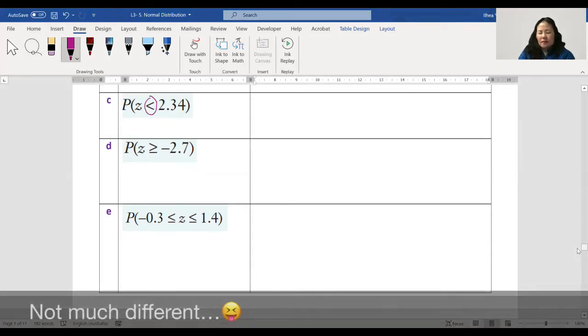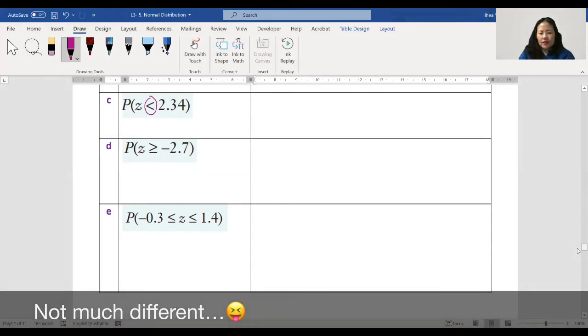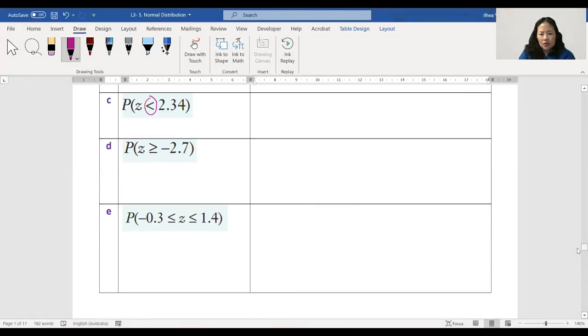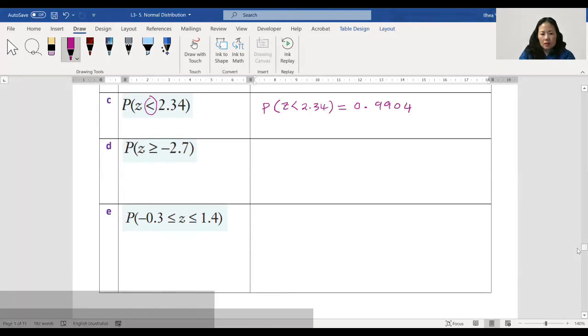It's not going to be much different. We're just going to treat it as the same, really. So remember, less than or equal to, or bigger than or equal to, or just bigger or less, that's just the same, because Z equals something is 0 anyway. It'll be 0.9904 from the table. Okay, now the next one, different, isn't it?